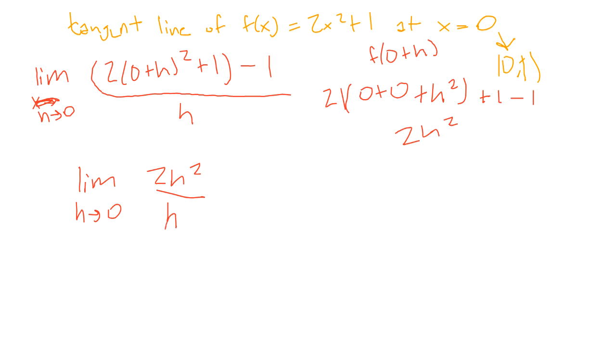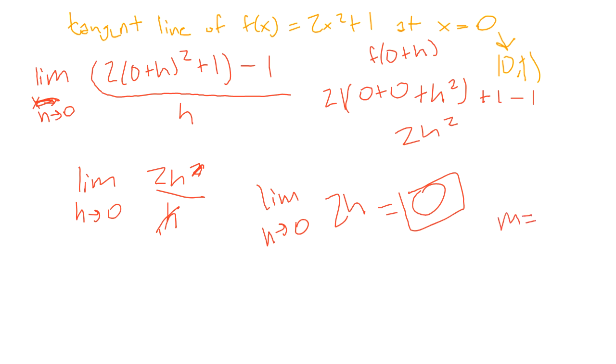Now that we have this, we can get rid of the h in the denominator just by canceling it out. So now we're left with the limit as h approaches 0 of 2h, which equals 0. We know that our m is going to be 0, and since they want the actual tangent line, we can plug that in. When m equals 0, it's just a straight line, so we already know what that y value is. So our tangent line is just going to be y equals 1.